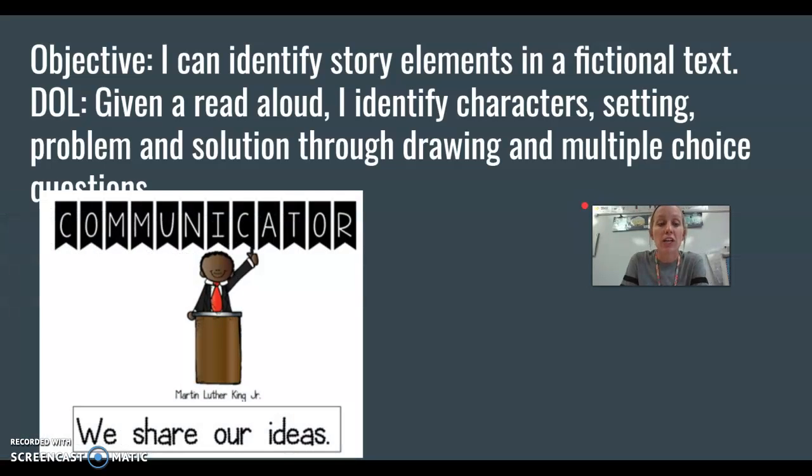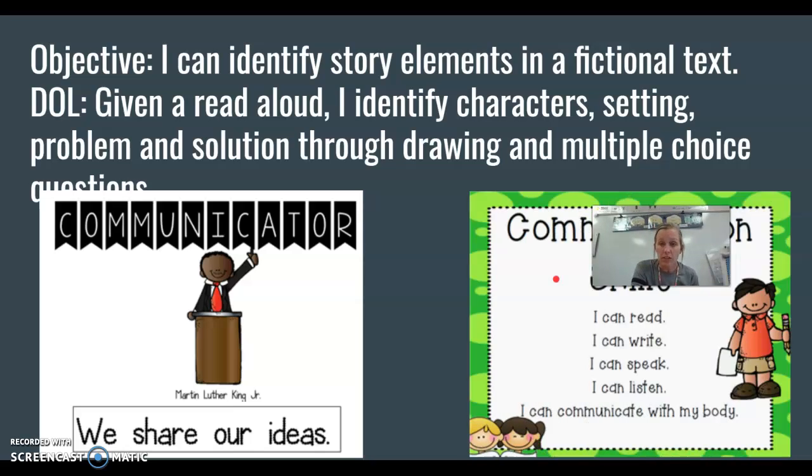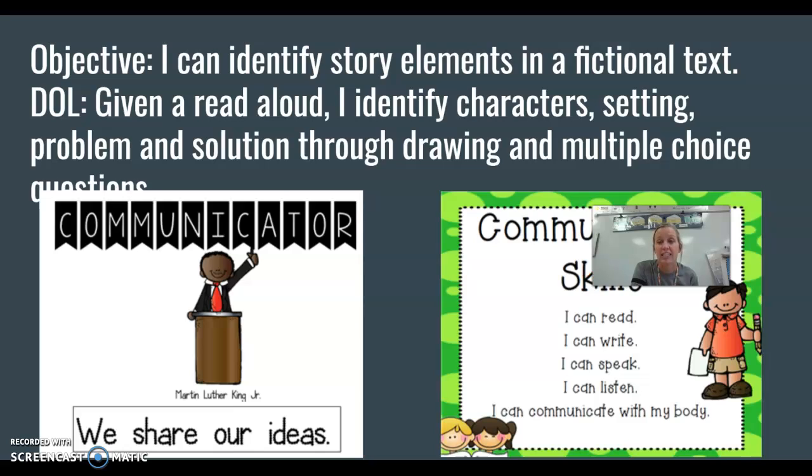All right, in our classroom, we are communicators, and communicators means we share our ideas. There are many ways that we are sharing our ideas in the classroom. We can read, write, speak, listen, and communicate with our bodies. Today, the way that I'm communicating with you is I'm going to read a story and communicate those ideas, and then you are going to communicate back to me that you understand story elements by writing those story elements and maybe even speaking them out loud with your families.